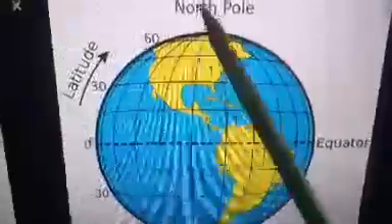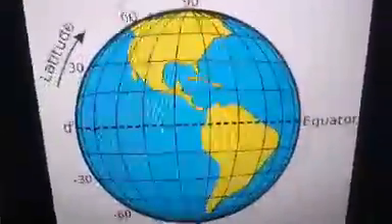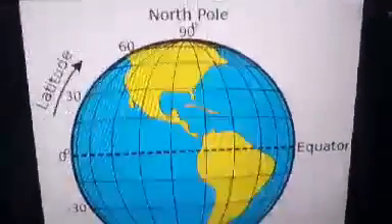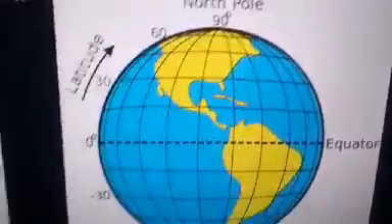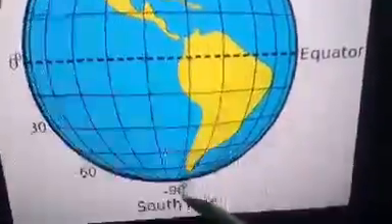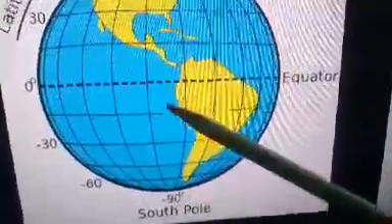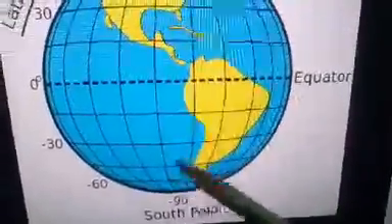From 0 degree to 90 degree, the horizontal lines, that means the latitudes, there are 90 latitudes. There are 90 latitudes in the northern hemisphere from 0 degree to 90 degree. Like that from the equator, 0 degree to the South Pole, that means 90 degree in the south, here also 90 latitudes are there. Here 90 latitudes, here 90 latitudes.